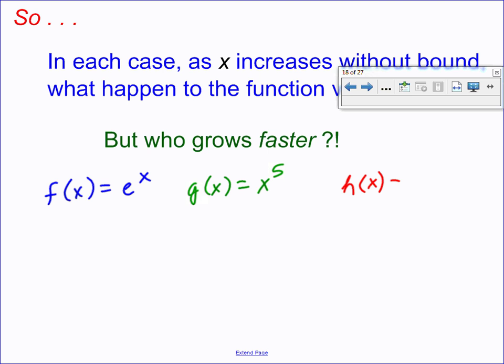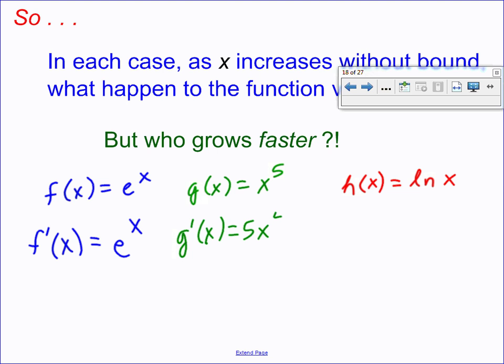All right. So let's get our derivative machine involved here. What then is f prime for our blue function? Marissa? E to the x. What's our f prime for our green function? Sydney? 5x to the 4. And what's our h prime then, Riley?